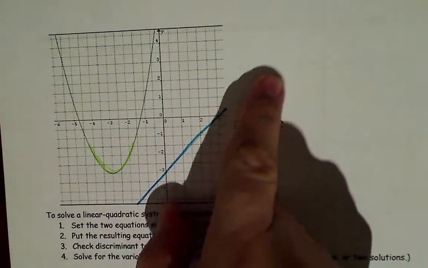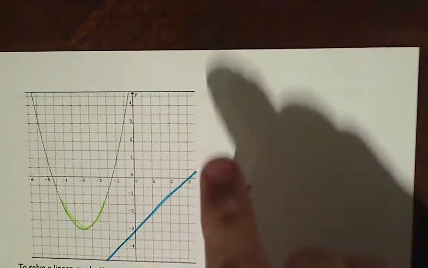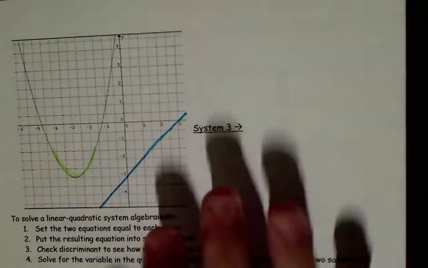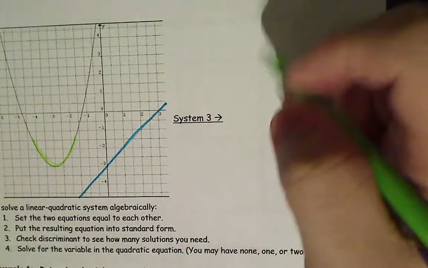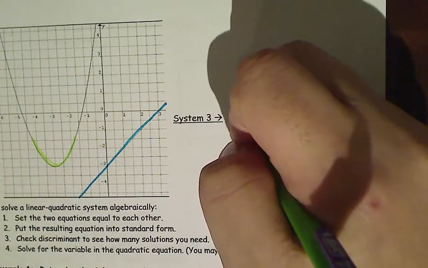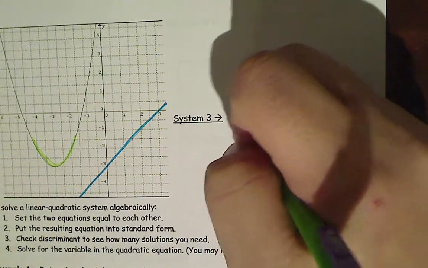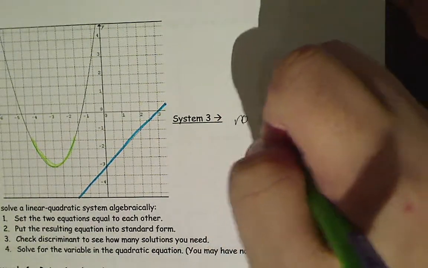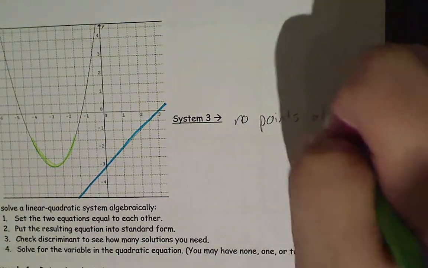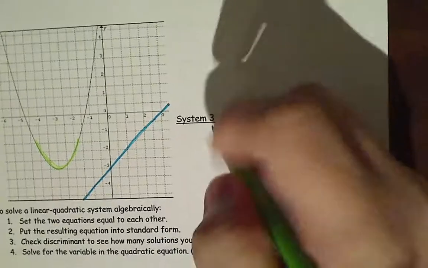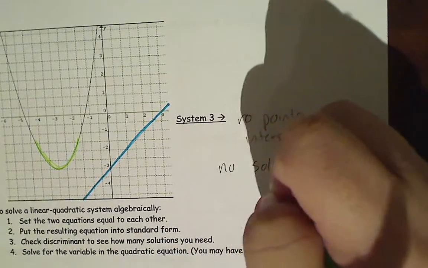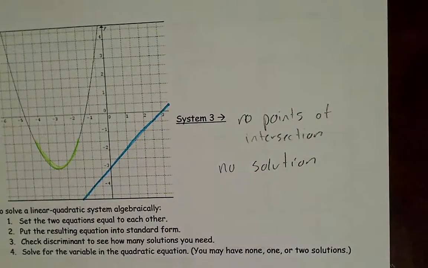This line keeps going in this direction here. And if you were to continue to draw this out, this one keeps going up. This one keeps going way out here. So this right here, just by looking at the graph itself, is what we call a no solution. So no points of intersection. Okay. And this is what we call no solution. So those are your 3 possibilities. Okay.